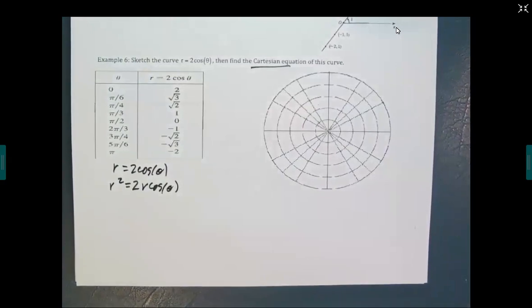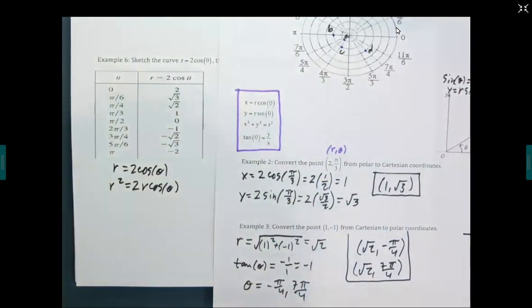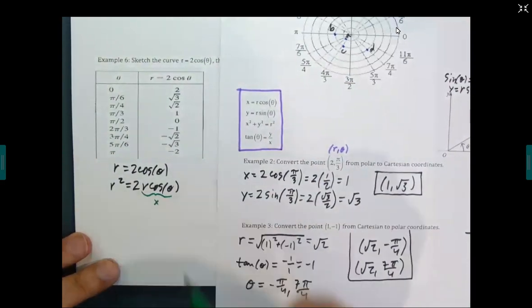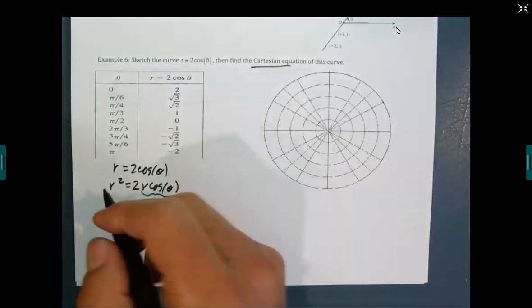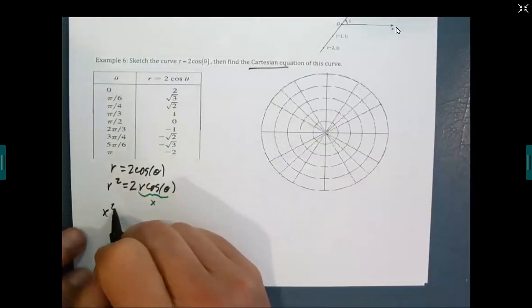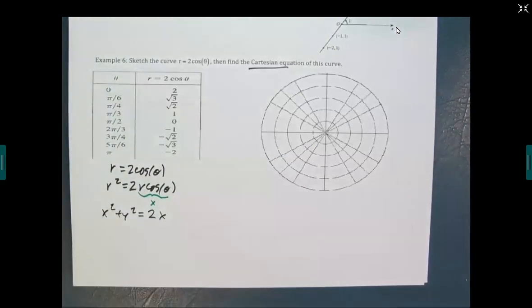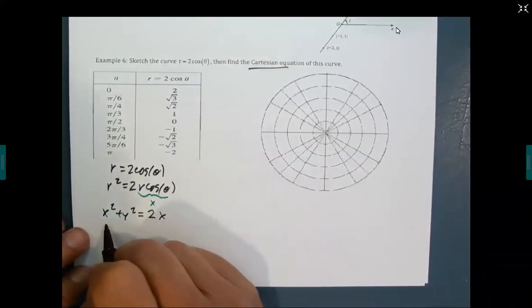And if we go back to our purple box here, do you see r cosine theta is x? And r squared is x squared plus y squared. So we end up with... So we've converted it, but this isn't quite in a form that I'm as familiar with that I'd like to be. So what I'm going to do is I'm going to move the 2x to the other side.